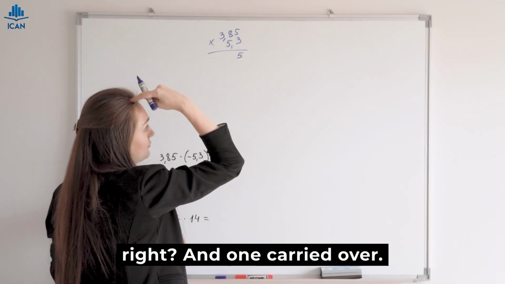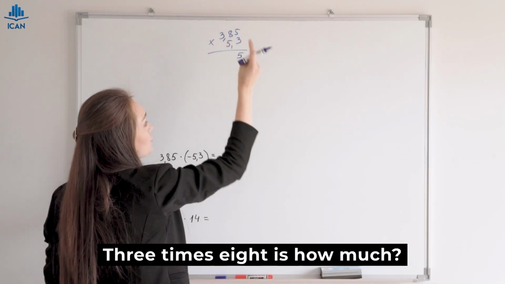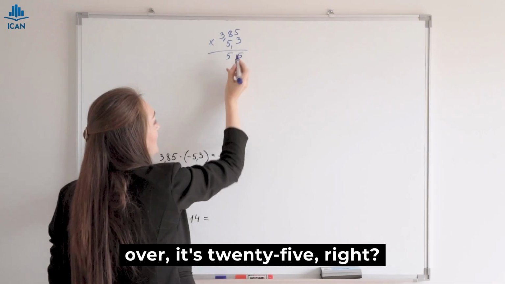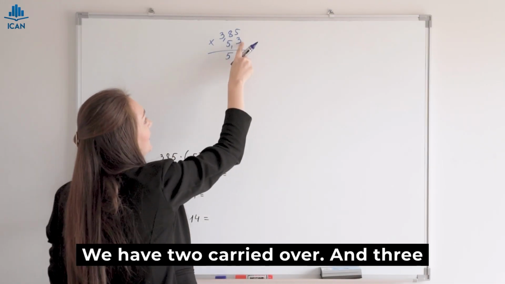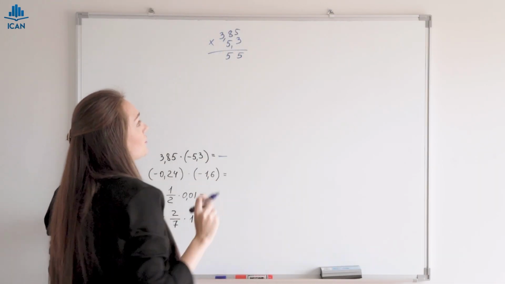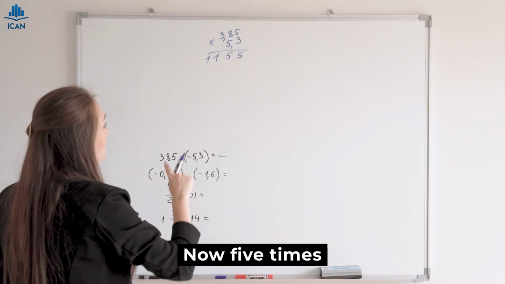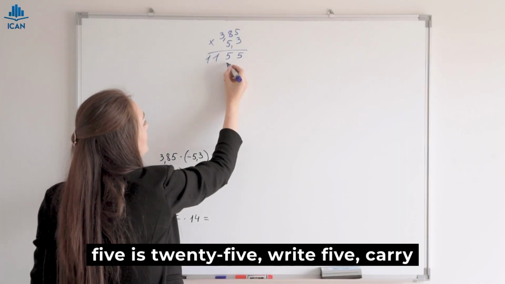15, right? And 1 carried over. 3 times 8 is how much? 24. But with 1 carried over, it's 25, right? We have 2 carried over. And 3 times 3 is how much? 9 plus 2 carried over is 11. Now 5 times 5 is 25, right? 5 carry 2.